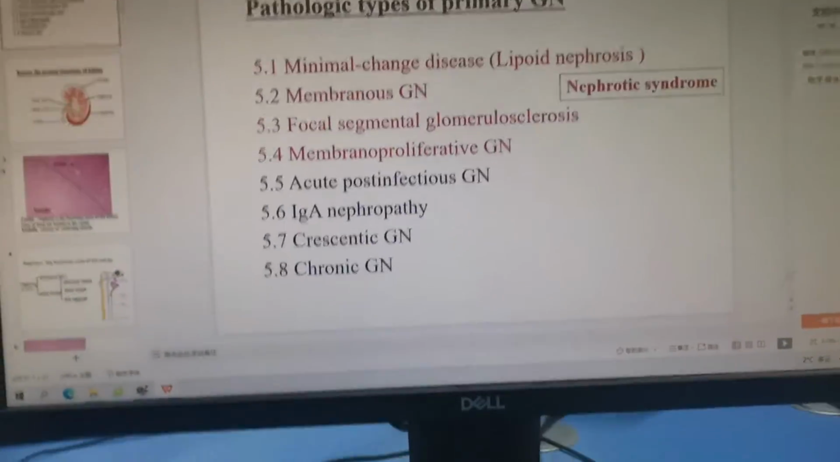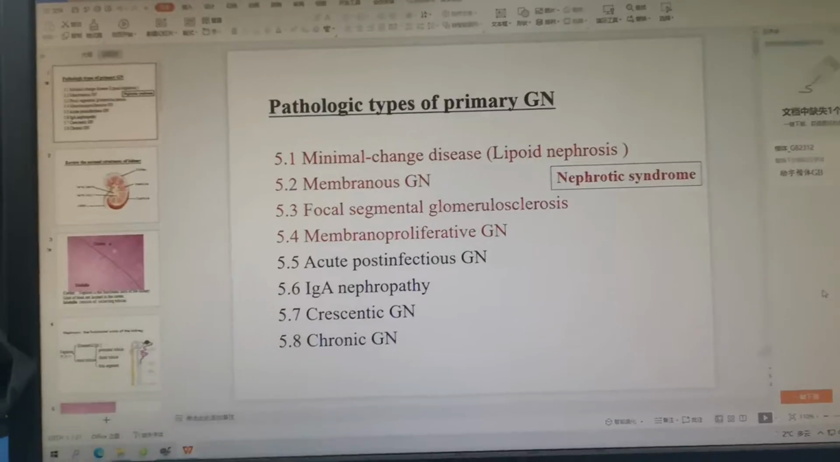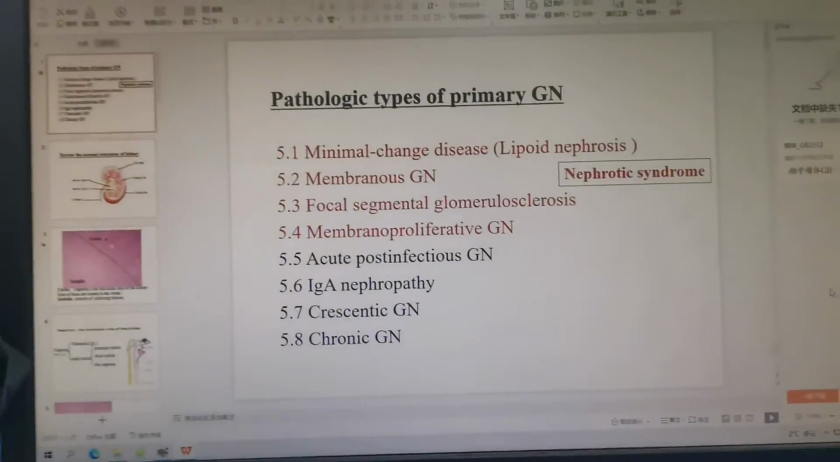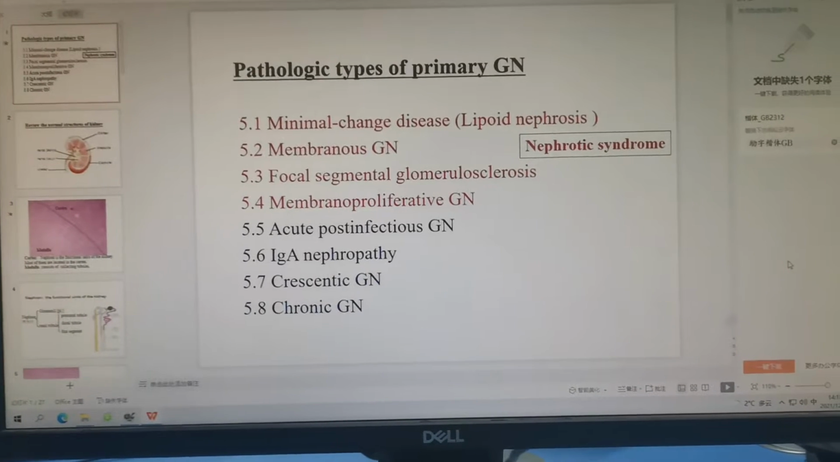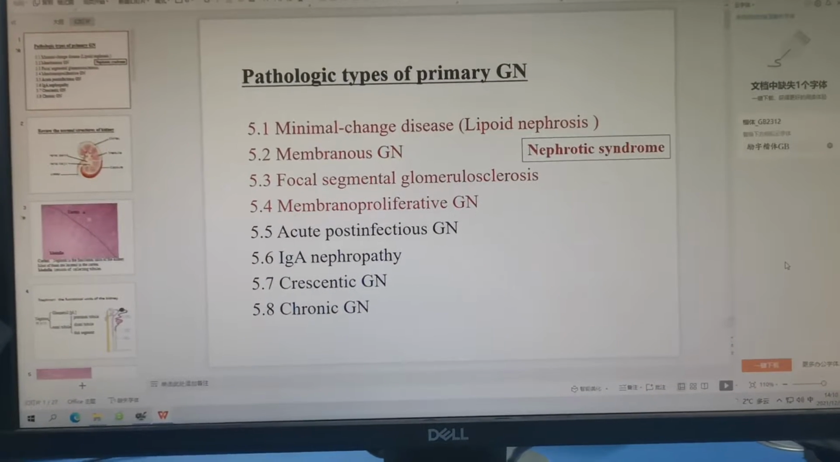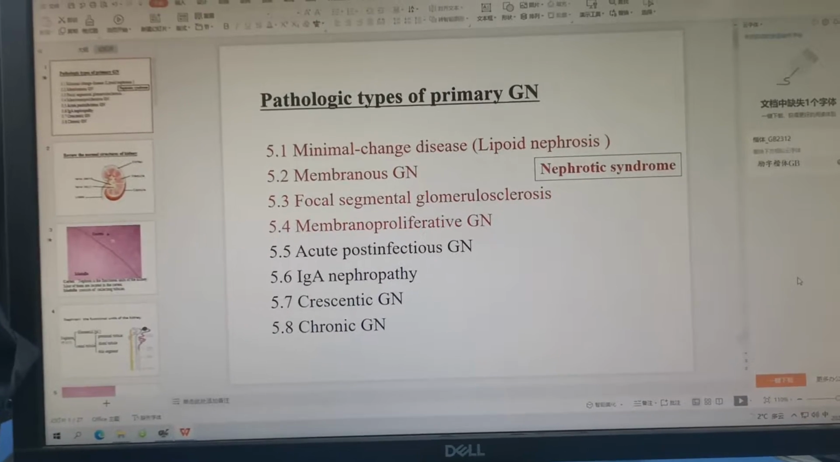Guys, today we have the last critical class of pathology. In this chapter we will study the pathologic types of primary glomerulonephritis.